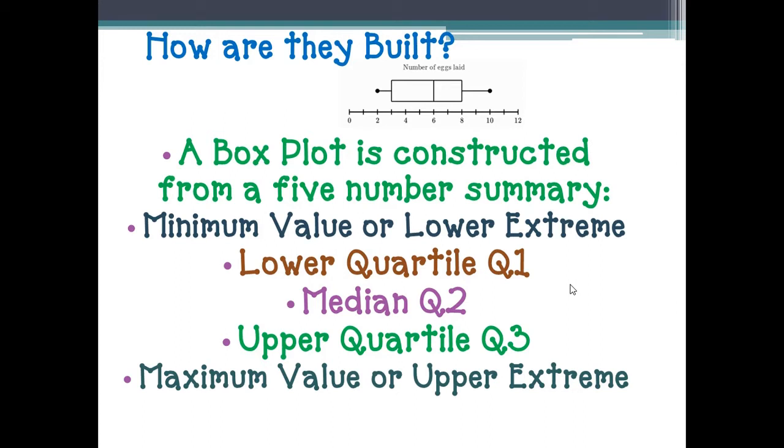Now let's take our best guess at what they might be if we look at that box plot at the top of the screen about the number of eggs laid by our chickens today. So if you had to take a guess at which one of those numbers is the minimum value, take a shot, write it down on your whiteboard. If you identified 2 eggs, you are correct. The minimum value is located at the end of the whisker on the left side of the box plot.